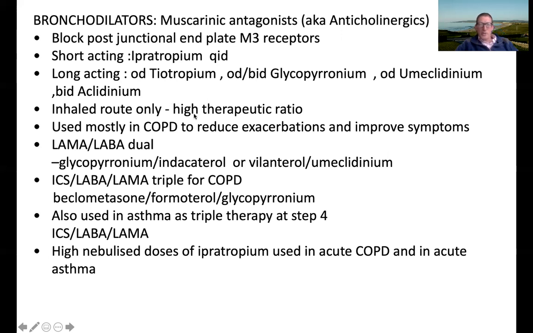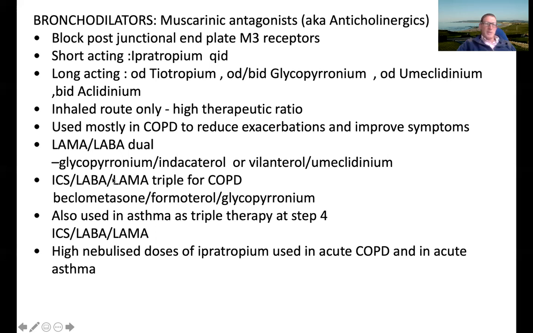Given by the inhaled route, they have a high therapeutic ratio, like beta agonists. They're used mostly in COPD to reduce exacerbations and improve symptoms. We're talking about long-acting muscarinic antagonists now. We only use short-acting ones like ipratropium in acute airflow obstruction. So the long-acting ones are usually given in COPD in combination with a LABA. So in other words, a dual combo inhaler, which has got a LAMA and a LABA in combination.